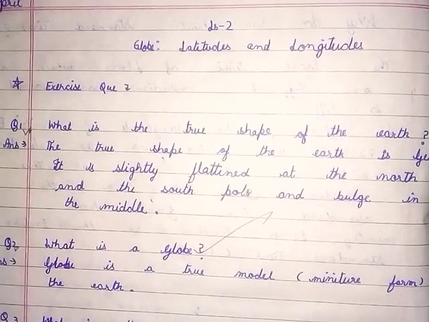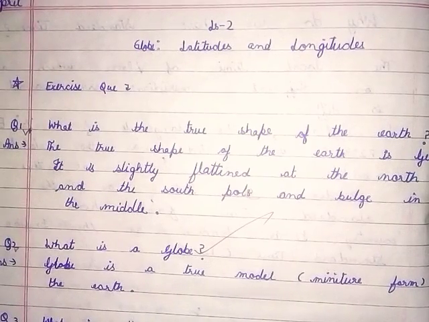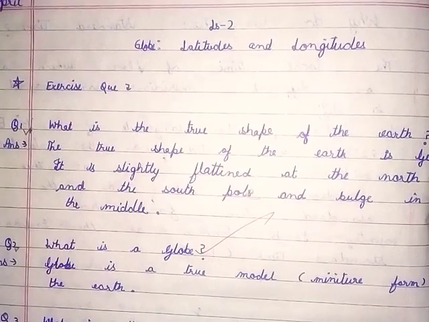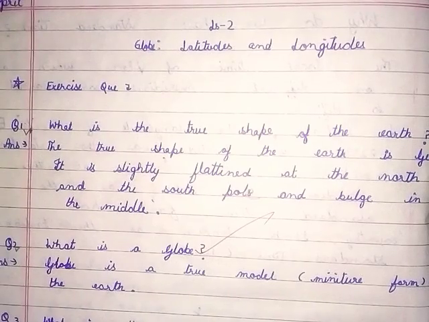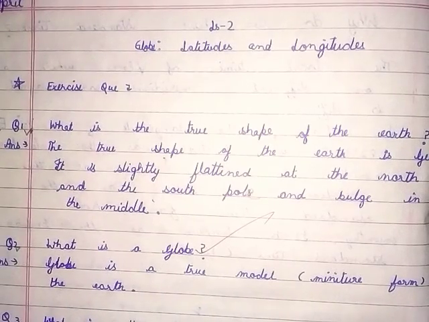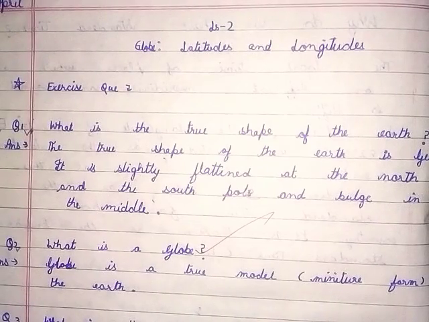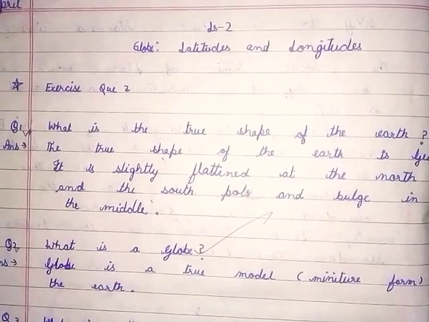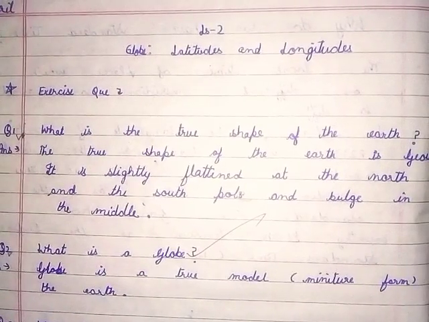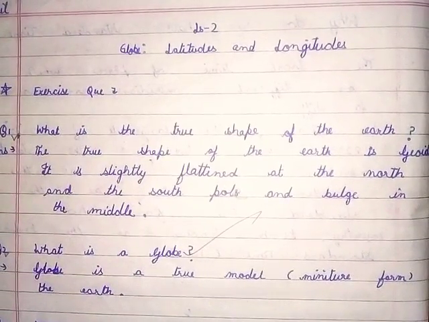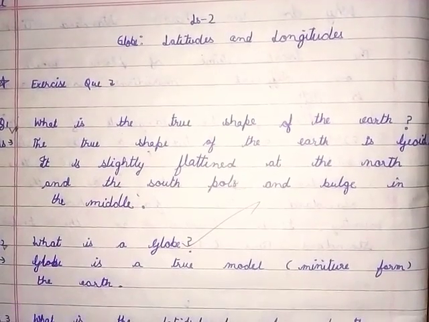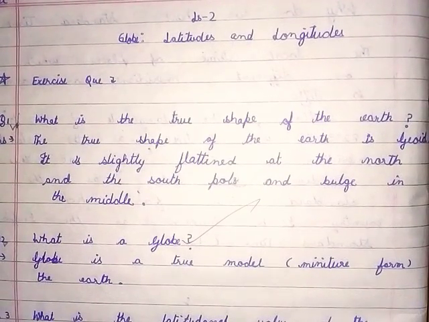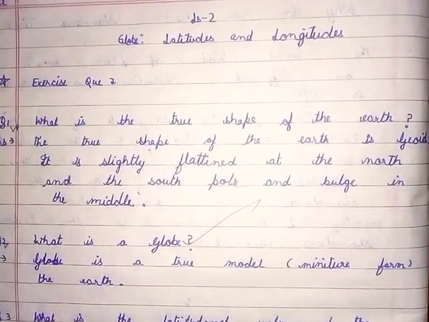Hello friends, today we are going to learn the question answers of lesson number 2 of Geography, Globe, Latitudes and Longitudes. Question answers. What is the true shape of the earth? The true shape of the earth is geoid. It is slightly flattened at the north and south pole and bulge in the middle.